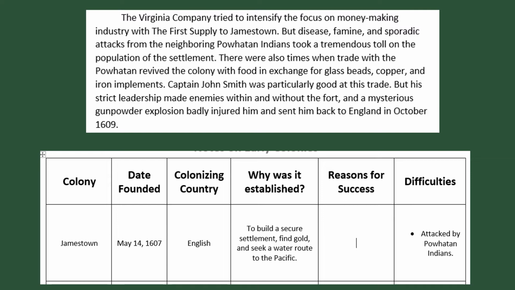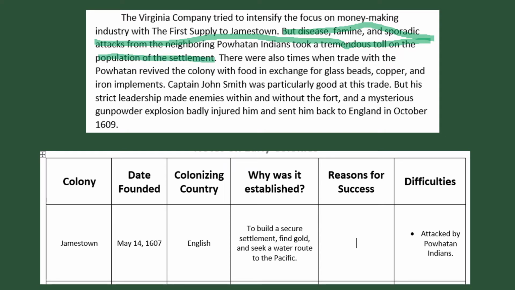So I can see a difficulty here as well, that there was disease, famine, and sporadic attacks from the Indians, which wasn't good for the colony. So that's something that we need to add to our difficulties, because that took a tremendous toll on the population of the settlement.